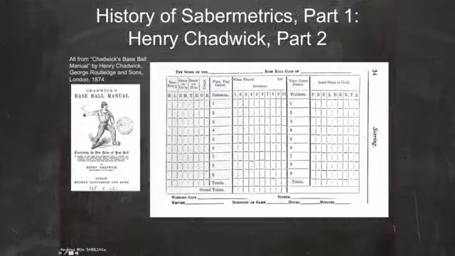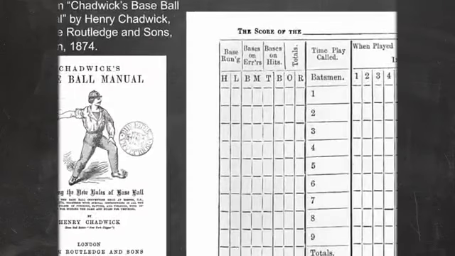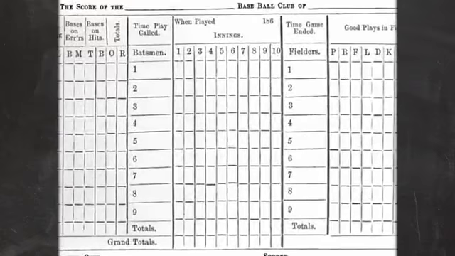In the previous segment, we talked about the importance of Henry Chadwick to sabermetrics and described what's shown here, which is his score sheet, as published in Chadwick's Baseball Manual in 1874. Now, Chadwick published his score sheet because he wanted players and fans and coaches to be able to record the game well, to record the events of the game, to recreate them for other people to read, eventually leading to the box score.